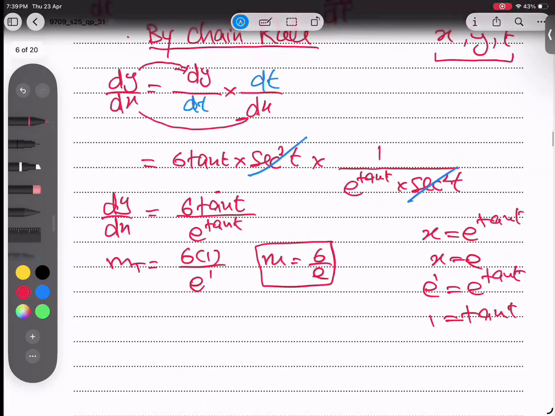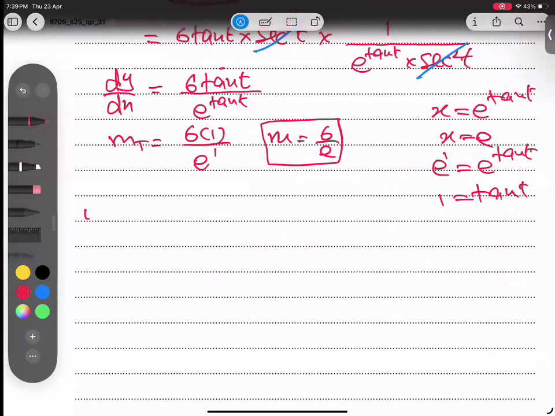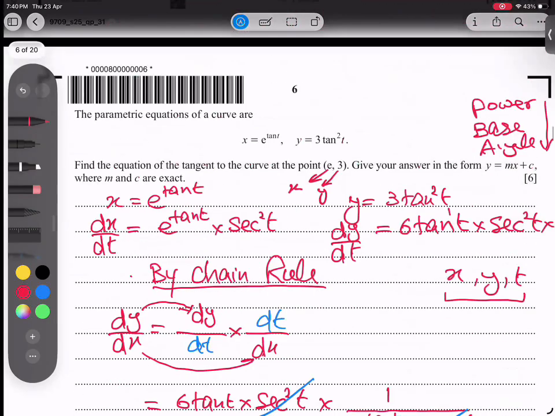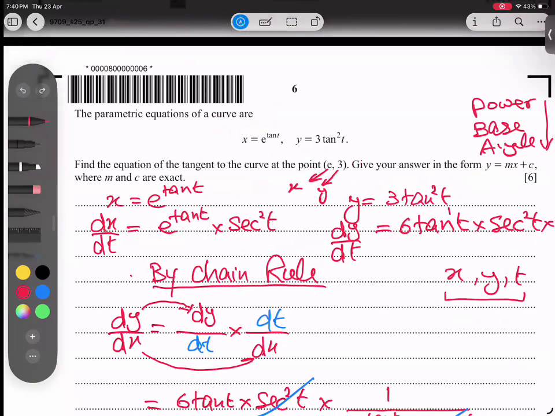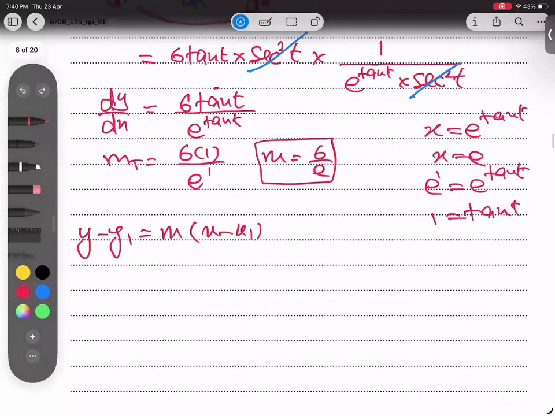Now, students, the equation of the tangent. Do you know the tangent formula? y minus y1 equals m times x minus x1. So the problem is only with y and x. From where do we get y and x? That is luckily given here, e and 3. I'm going to replace here y1 by 3, m by 6 by e, and x1 is e.